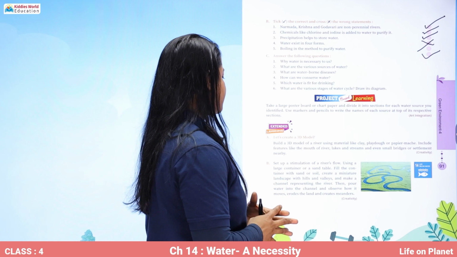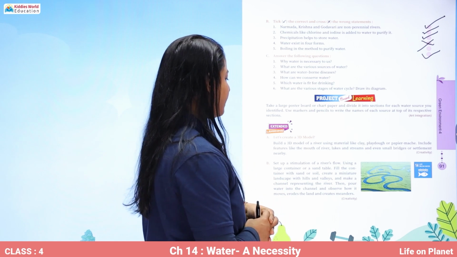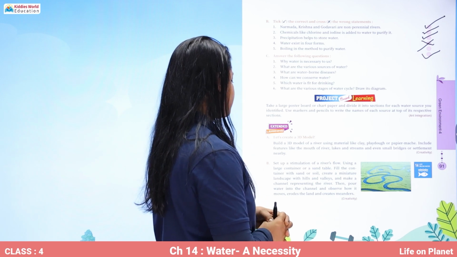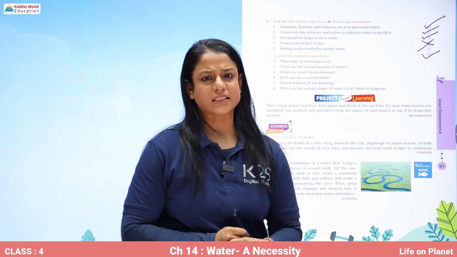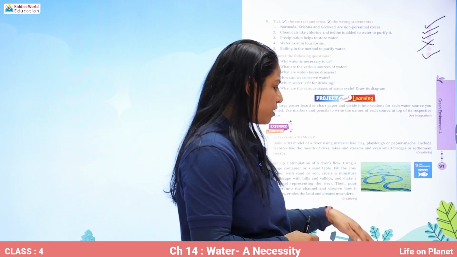Now, set up a simulation of a river's flow using a large container or a sand table. Fill the container with sand or soil. Create a miniature landscape with hills and valleys, something like this. So, it's a group activity. You can just work in groups to make such a model.